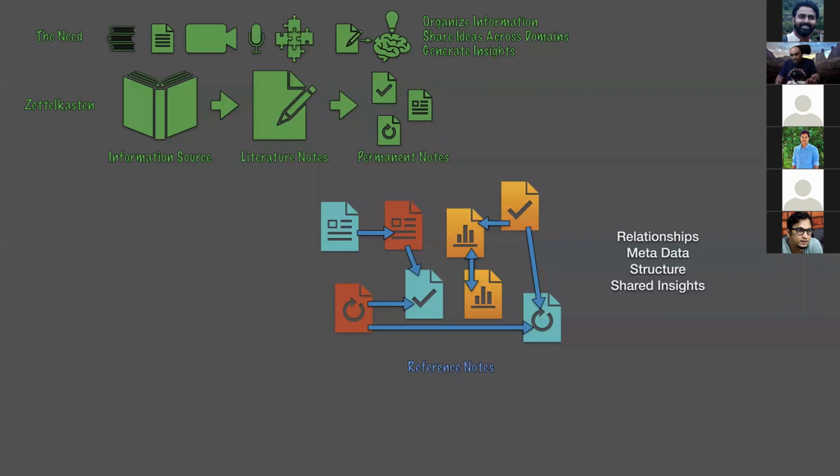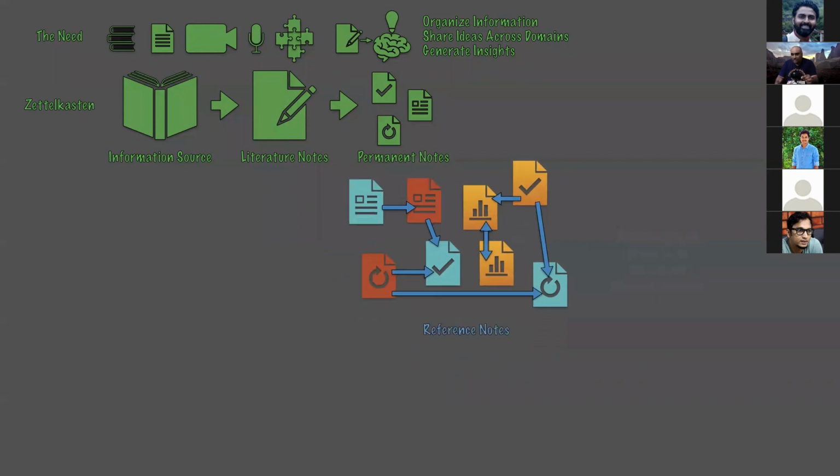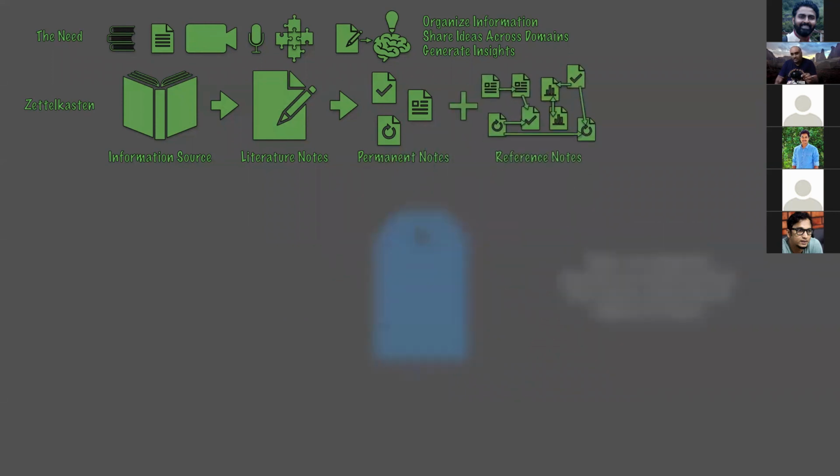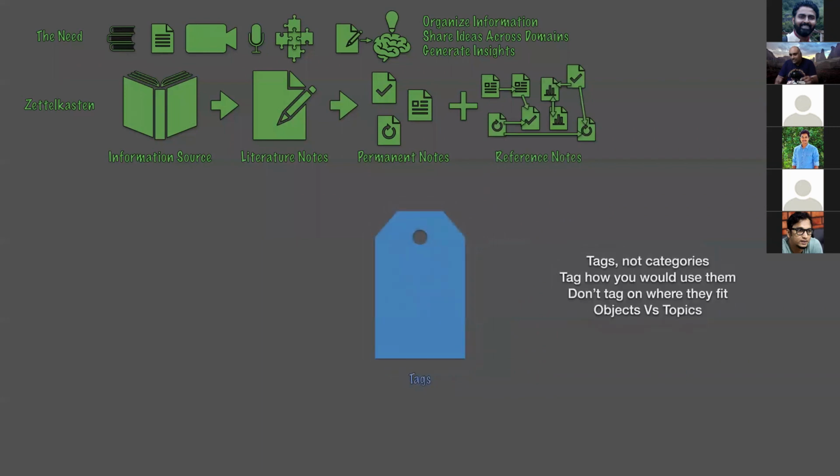So we talked about literature notes, which are the raw info. We talked about permanent notes, which are the distilled ideas. And now we're talking about reference notes, which are relationships between these permanent notes. There's one more thing that I want to talk about, which is how do we do these relationships? It's very important in the sense that we should not be categorizing permanent notes.